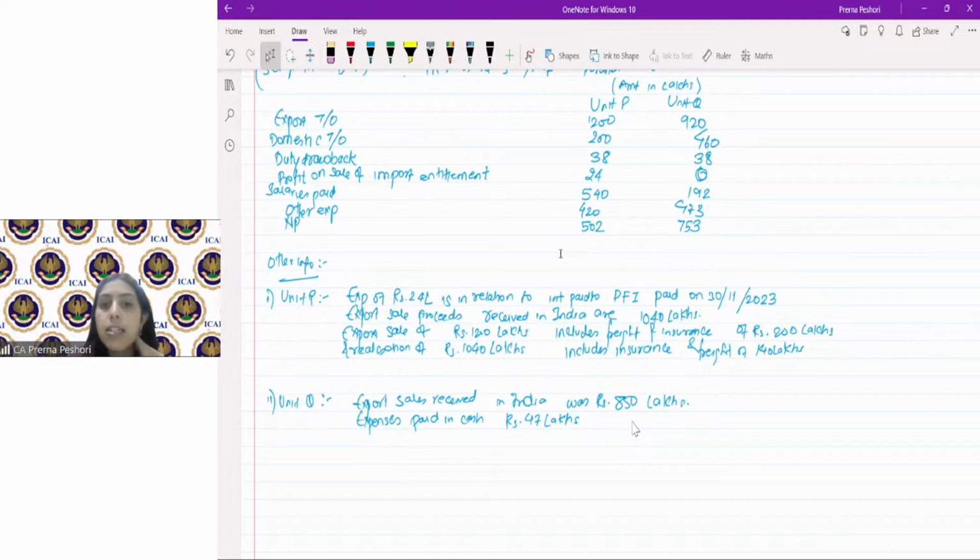Export sales proceeds received in India are given. Export sale of 120 lakhs, including freight and insurance, is given. And the realization amount is given, which also includes insurance and freight. For Unit Q, the export sales received and expenses paid in cash are given. So, yes, tell me the answers.